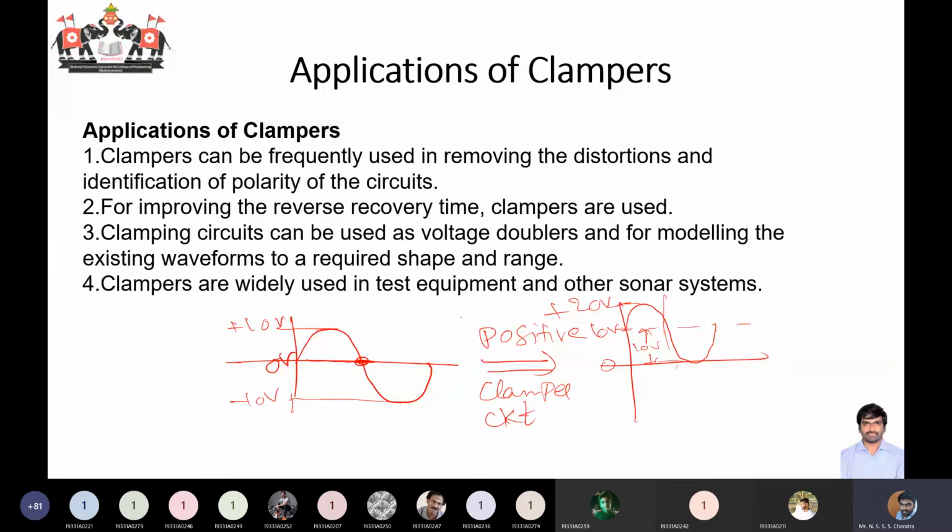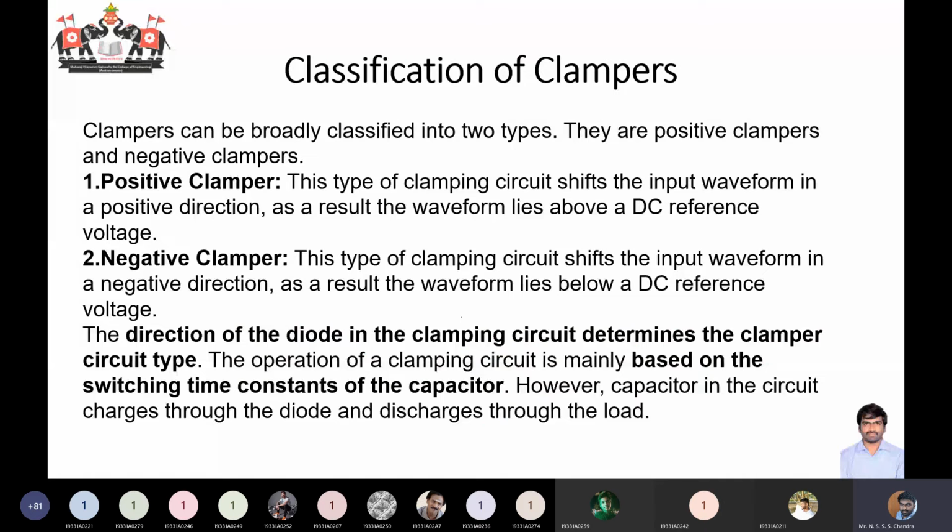So the entire negative half cycle now can be turned to the positive side. This is the positive portion, this is the negative portion. Even the negative half cycle of your input waveform, you can raise to the positive side by introducing a DC voltage. Now your average value is raised by plus 10 volts. This is a rough idea I'm giving you. Now I will be discussing positive clampers and negative clampers.